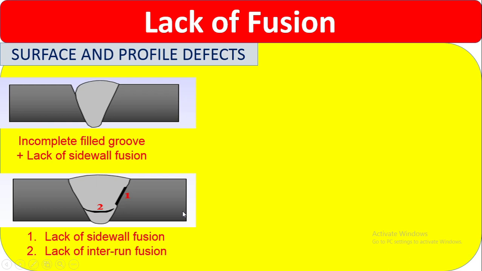So you have to understand inter-run. This is one run, and the second run is maybe the third run. The area between the runs, that is lack of inter-run fusion. So why is this type of defect coming?